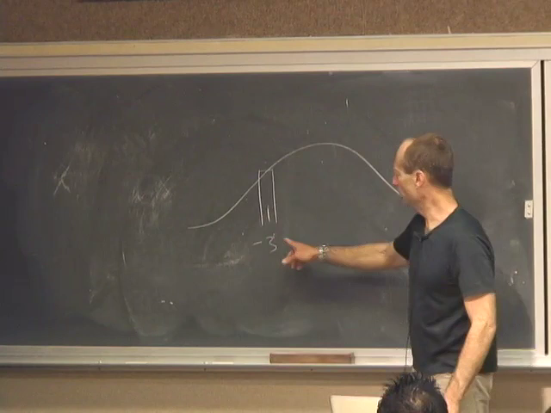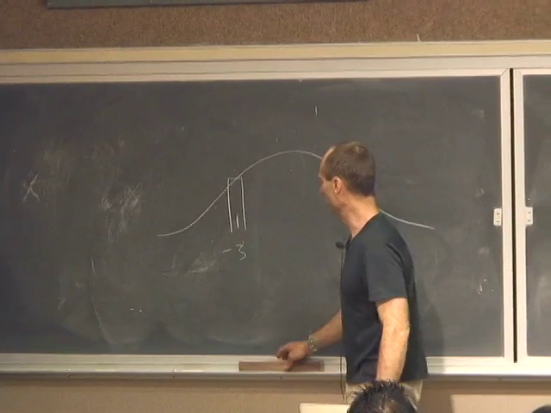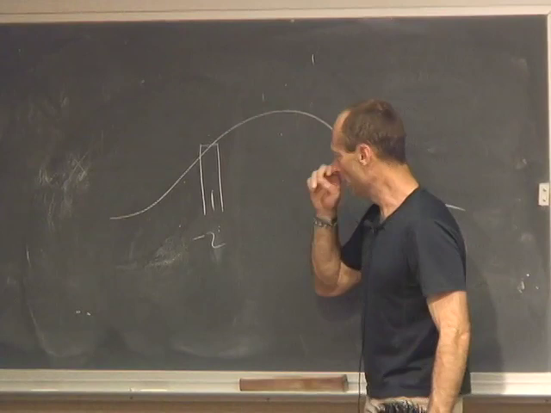Okay, so let's say we have a random variable, and the probability that the random variable is equal to minus 3 is, let's make that minus 2 because that's a little more realistic given the way I've drawn the curve. Okay, so the area of this bin would be the probability that the random variable is equal to minus 2, right?